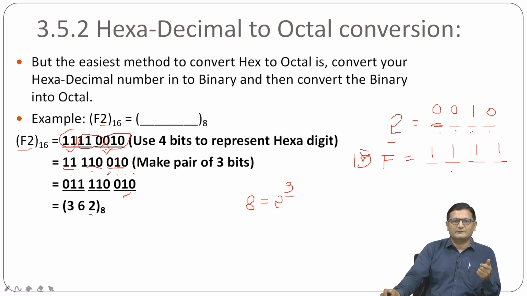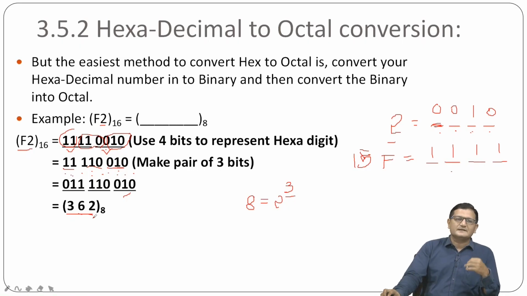Now again this is 1, this is 2, this is 4, right? 1 is not there, but 2 and 4 are there, because at the place of 2 and 4 we have 1 1, and at the place of 1 we have 0. So 4 plus 2 will make 6. So here we have 6. Now again 0 1 1, so this is 1, this is 2, this is 4. 4 is not there, but 2 and 1 are there, so 2 plus 1 will make 3. So this is the octal number.